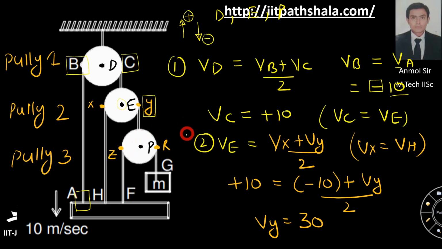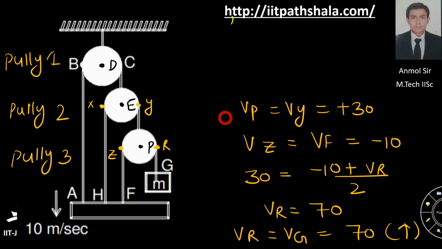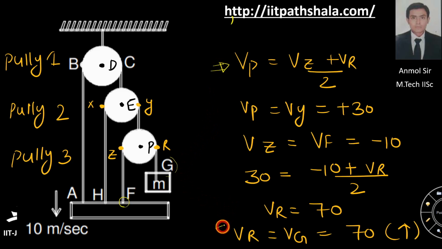Now moving to pulley third, I can apply the same formulation, which says the velocity of pulley third is equal to the sum of the velocities of point Z and point R. I know that point Z carries the same velocity as point F because they are on the same string, and the velocity of point R will be the same as the velocity of point G over here. Taking care of the directions, I can put everything in the formulation and figure out the value of point G.